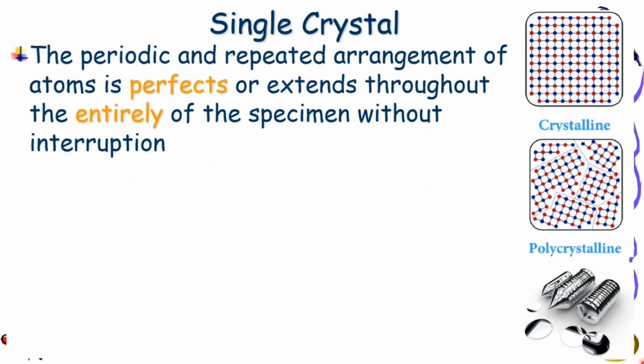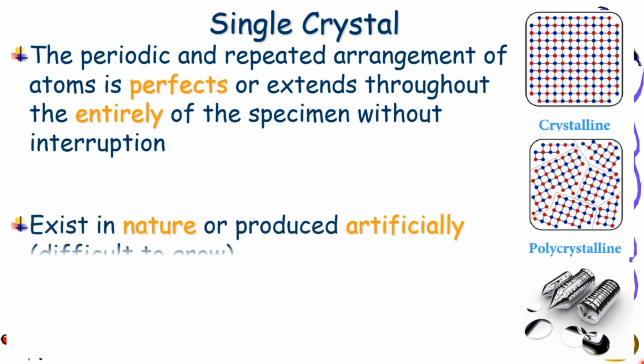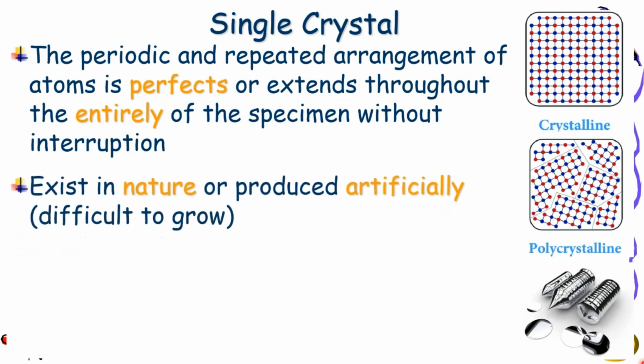So what is a single crystal? We learned this already. The periodic and repeated arrangement of the atoms is perfect, or extends throughout the entirety of the specimen without interruption. This is the definition. So you have many repeat units, right, in three dimensions or in two dimensions. This is the single crystal. It exists in nature, or you can produce it artificially. So you can make a single crystal.